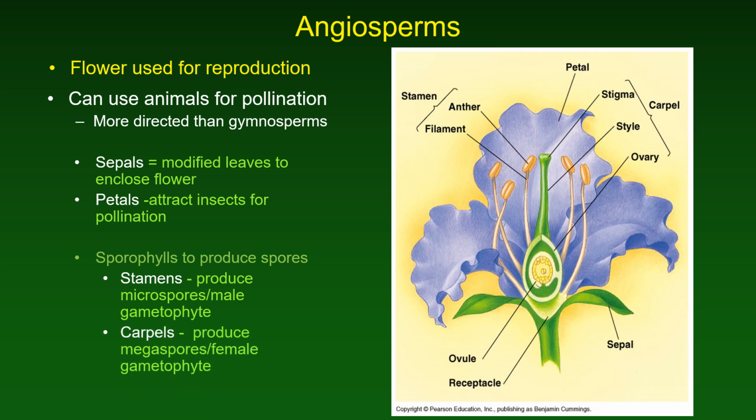And then in the very middle, we have carpels. And sometimes they're all fused together, like you see here. But carpels are highly modified leaves that produce the megaspores that develop into the female gametophyte. And this is where fertilization will ultimately occur. At the base of the carpels, we have a structure known as an ovary, and within that ovary, we have the ovule that contains the female gametophyte and contains the egg cell.